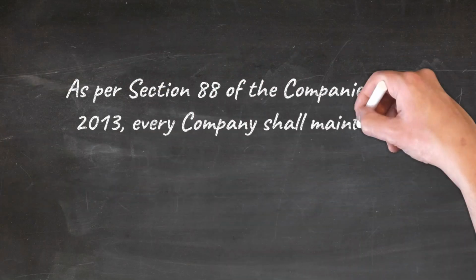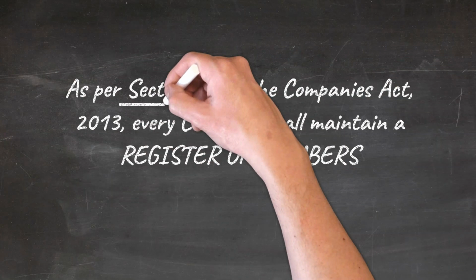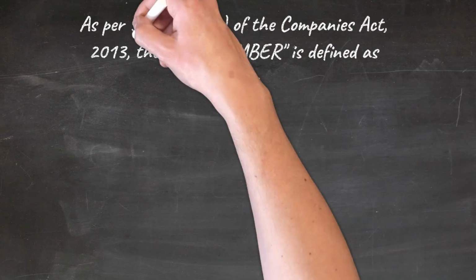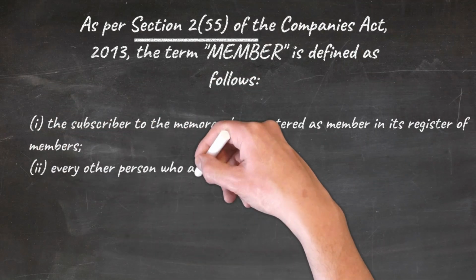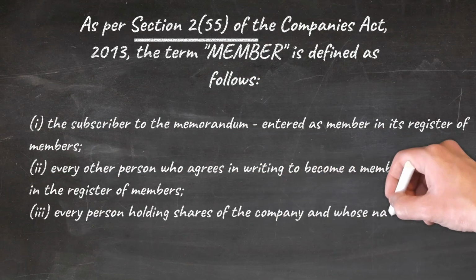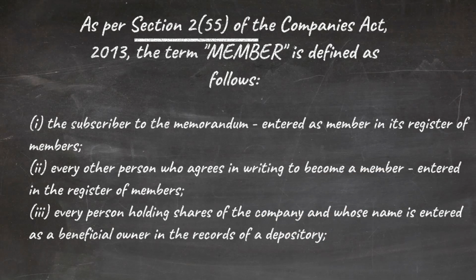Well, as per Section 88 of the Companies Act 2013, every company shall maintain a register of members. And as per Section 2, subsection 55 of the Act, the term members is defined as either a subscriber to the memorandum whose name is entered in the register of members, or every other person who agrees in writing to become a member and whose name is entered in the register of members, or every other person holding shares of the company in dematerialized form and whose name is entered as a beneficial owner in the records of a depository.